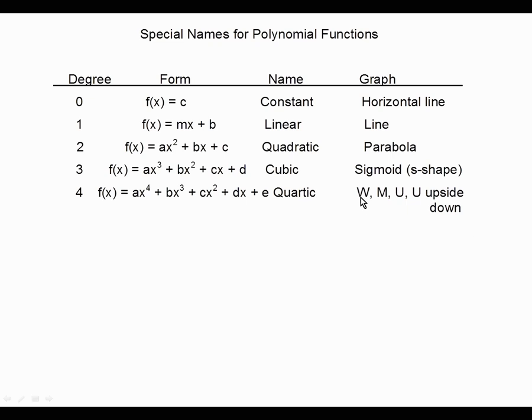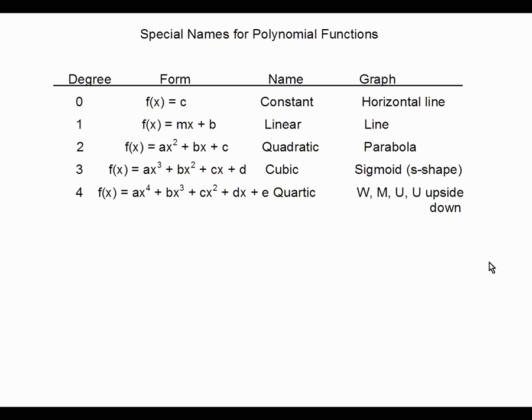Notice if you do a W or an M, you would actually have 3 relative extrema. The U's and the U's upside down only have 1 relative extrema. That is sometimes why we do polynomial regression, is that we actually have more than 1 relative extrema based upon the way the points plot.